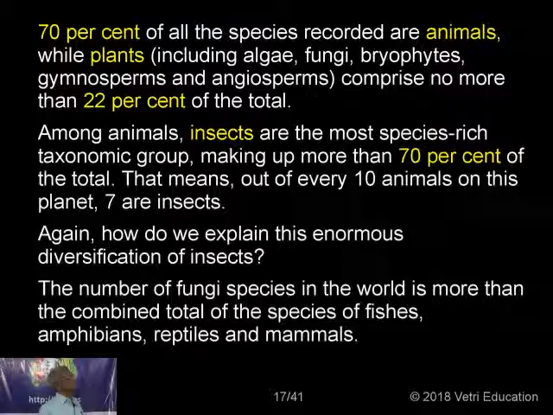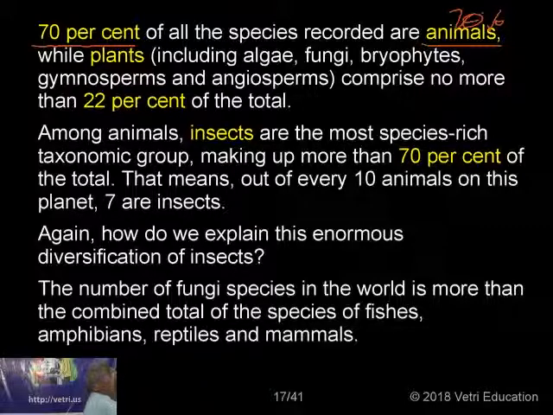70% of all the species recorded are animals. See, more animals are present in the world. 70% is animals. Perhaps the remaining 30% is being shared by the plants, microorganisms, etc. While plants including algae, fungi, bryophytes, gymnosperms and angiosperms comprise no more than 22%. Nearly 8% will be the other one, fungi, and then the microorganisms. So animals 70%, plants 22%, the rest will be the 8%.